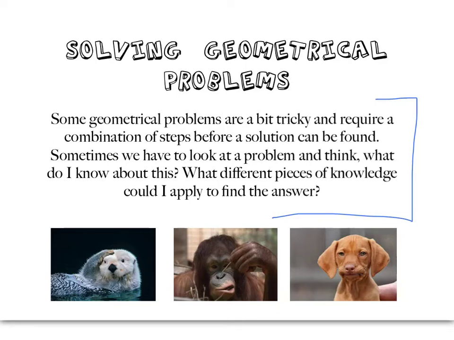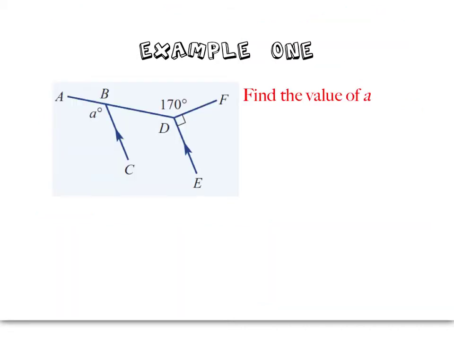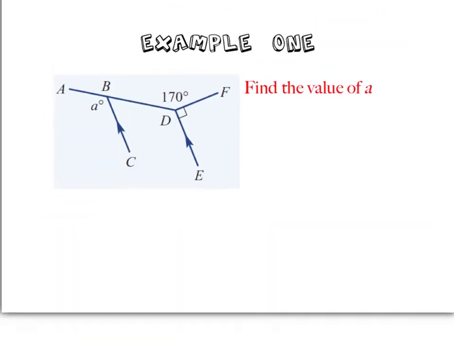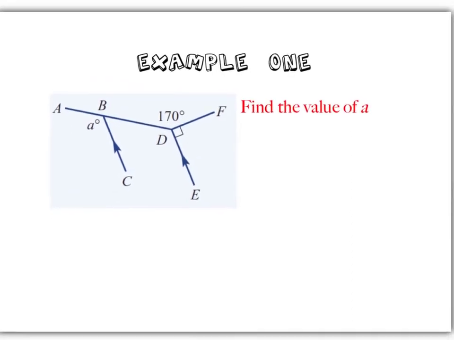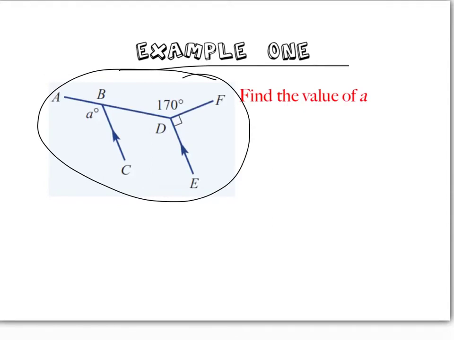Okay, so we're going to have a look at a few different examples. We're going to look at two main examples today. But this heading, solving geometrical problems, needs to be written in your book. So let's have a look at example 1. You need a little subheading that says example 1. Okay, you also need to draw this diagram here, so it might be a good idea to pause your video tutorial at the moment so you can draw this diagram down.